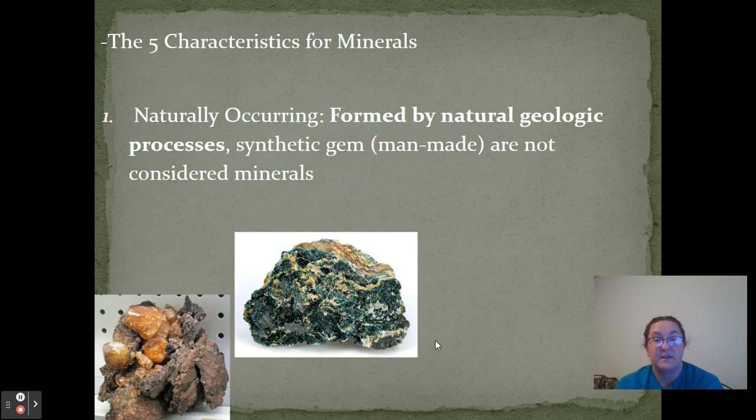So, characteristics. We have naturally occurring: it has to happen in nature. It has to be formed by some sort of geological process. If it was made by man, it was made in a lab, and that is not considered a mineral. This is something we can talk about at another time, on how you can figure out if you have a natural geological mineral or if it's man-made.